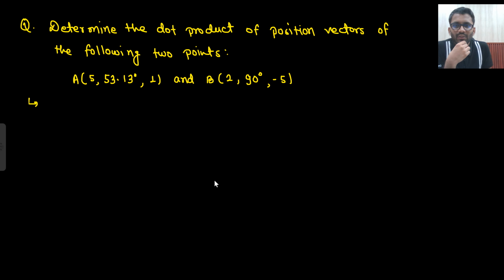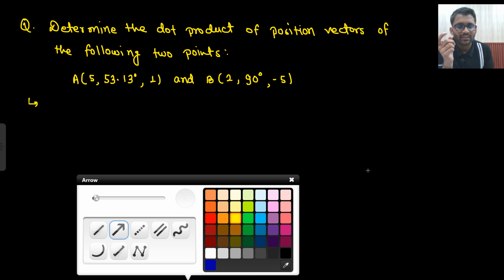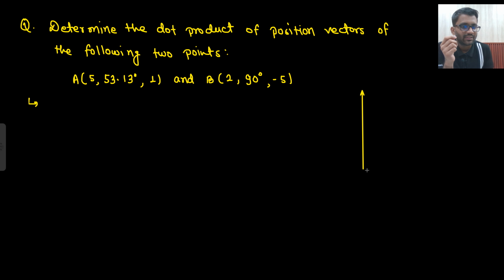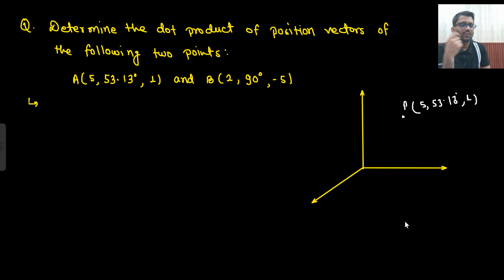Yeah, so let's solve this question. You need to determine the dot product of the position vectors of the following 2 points. Two points are mentioned, but they have mentioned the points, they did not mention the position vectors. If I give you a point in the cylindrical coordinate system, can you tell me the position vector of this point? No, because I did not even teach you. How would you be able to tell it? Neither can you tell the position vector of this point, right?